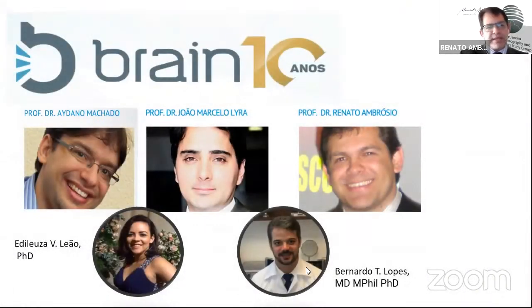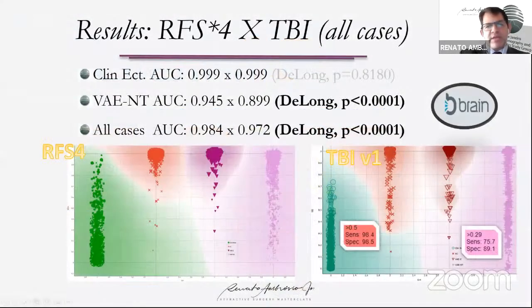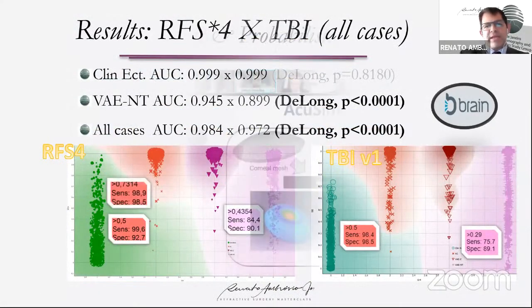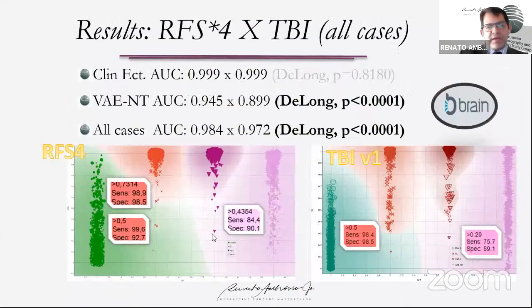Very nice work by Edileuza Leão, and also Aidono Machado and Bernardo Lopes and João Marcelo Lila collaborated with this, so that we can improve about 10% of the sensitivity of the new algorithm for detecting the mild cases. When I see cases like this down here, I would say maybe those cases are the unilateral ectasia cases, not keratoconus, but unilateral ectasia due to biomechanical properties.